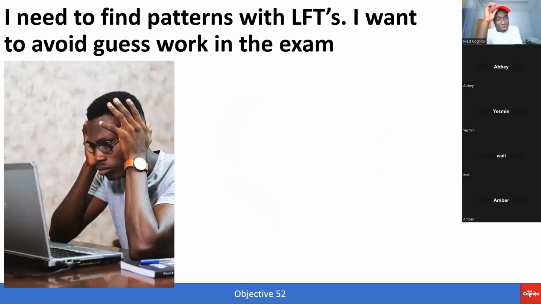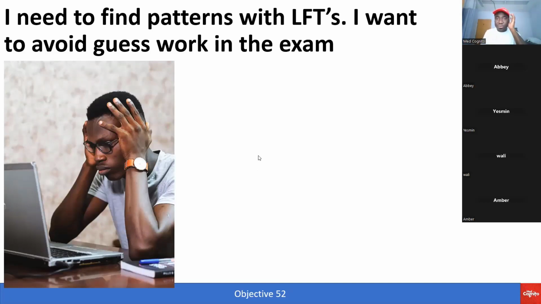Some candidates have also said that they really want to make sure that they see the patterns. Because in the exam, as I've said previously, it's all about pattern recognition. The last time we looked at patterns as far as members are concerned. This time we are going to look at patterns as far as LFTs are concerned, and which patterns are most important for you to master for your exam.